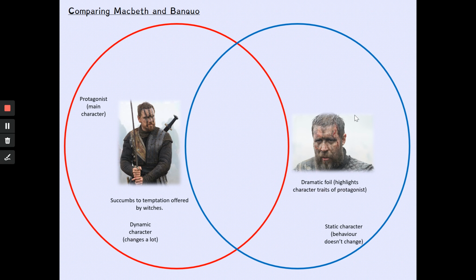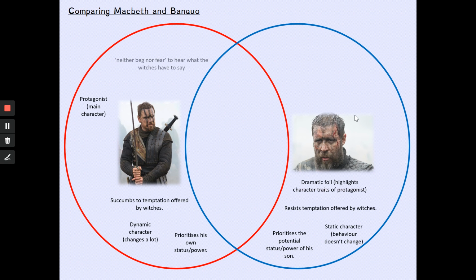Again, these are open to interpretation, so you put them wherever you think is best. Macbeth succumbs to temptation offered by the witches, and Banquo resists it. Macbeth prioritizes his own power and status, whereas Banquo prioritizes the status and potential of his son.